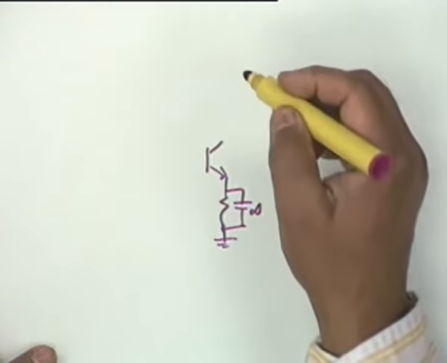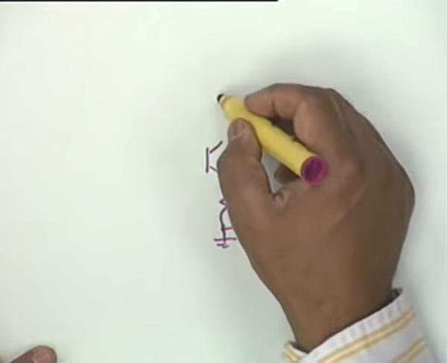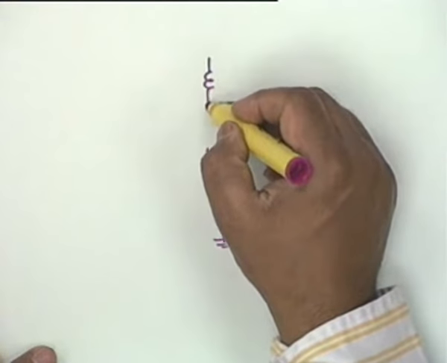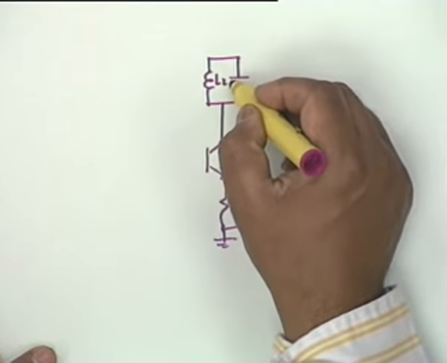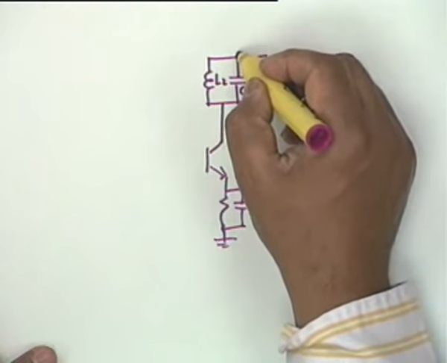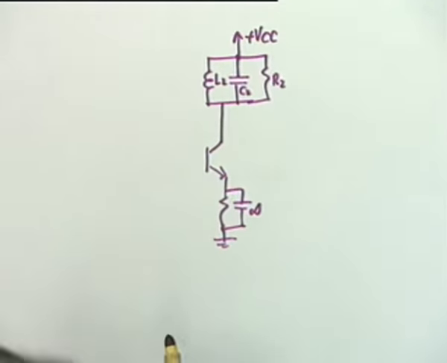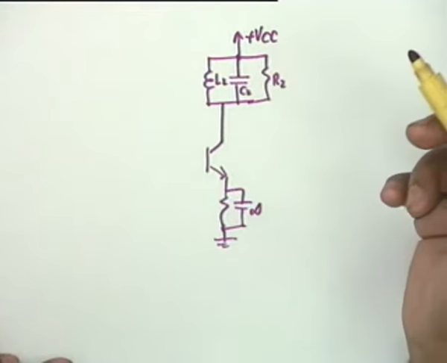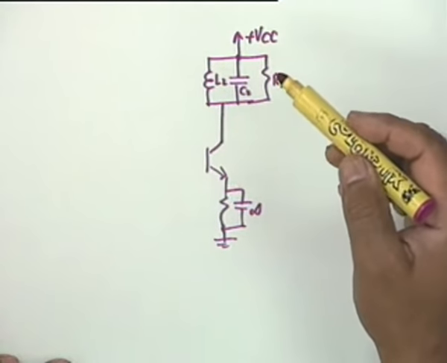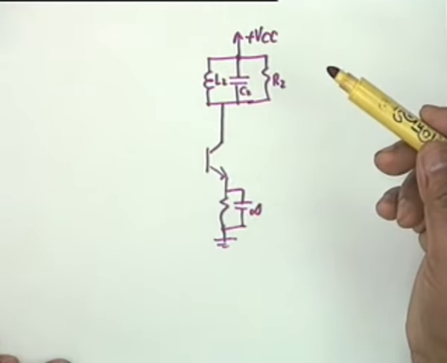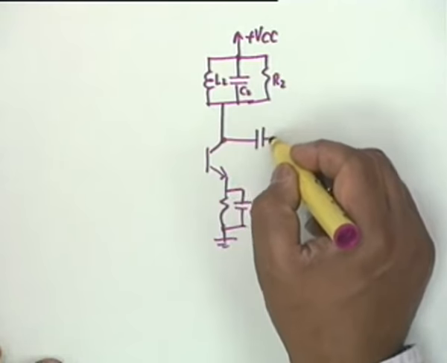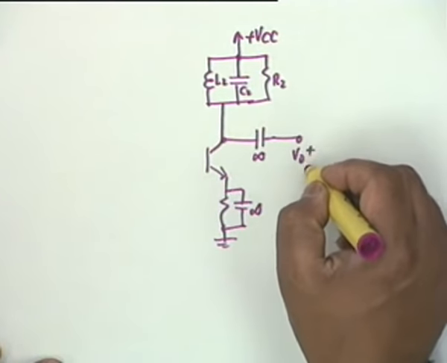This is infinitely large. You want to use a tuned circuit as the load, so you have L2, C2 and the losses R2 plus VCC. This R2 may not be externally added, it might be simply the losses of L2. You know that L2 will be a series combination of L2 and RS2, which can be converted into L2 parallel R2. And then this is your output, some coupling capacitor which is infinitely large, V0.